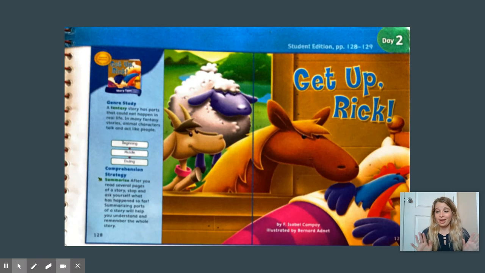So why don't you go ahead and open up your Storytime textbooks on page 128, and I'm going to give you a little background of the story. So in this story, a rooster named Rick crows every morning to wake up all the other animals. So have you ever heard a rooster crow in the morning? I know I have, and I do not like when roosters crow in the morning because they do it so early, and I personally like sleeping in.